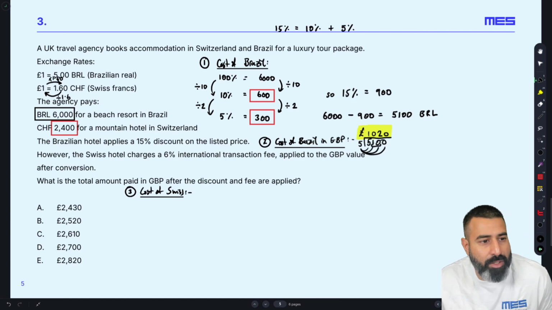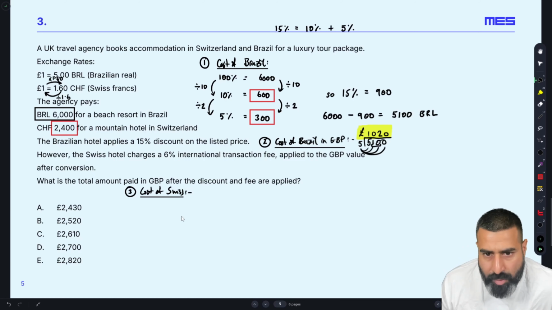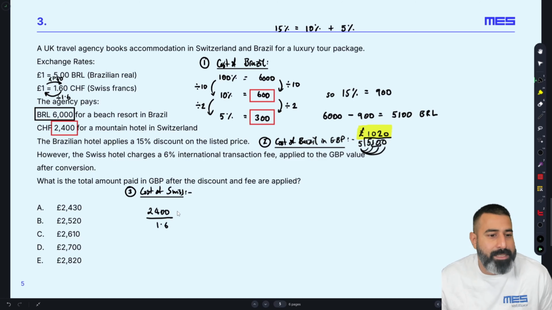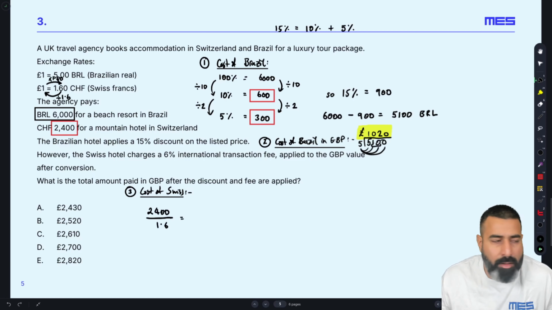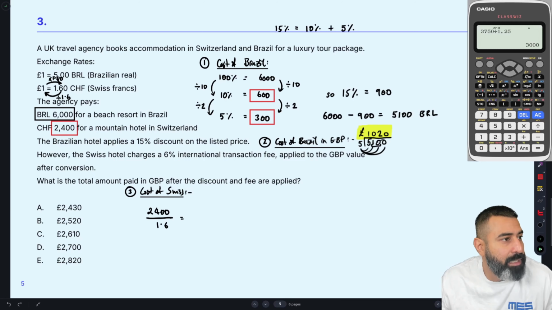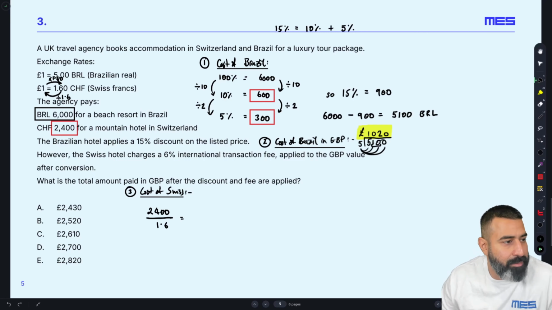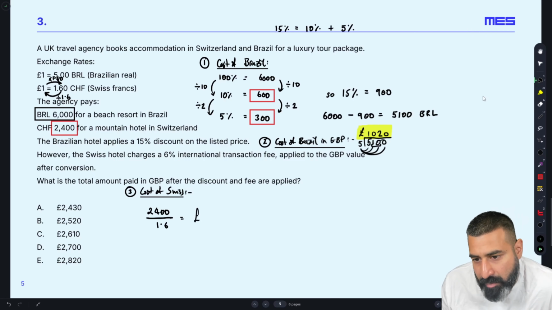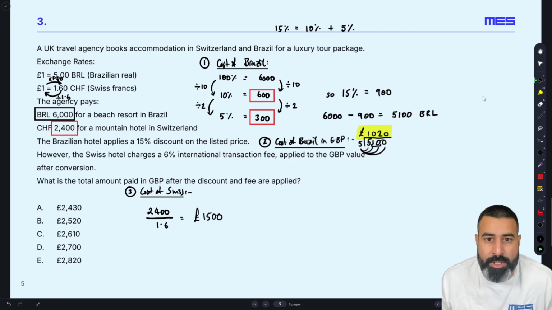Okay, let's go. So we are going to do 2400 over 1.6. So I'd say this is where a calculator can come in handy. So let's all clear. Let's do 2400 over 1.6. What do we get? 1500. Hide the calculator. So this is 1500 pounds. Okay, so now we need to apply 6% of this.